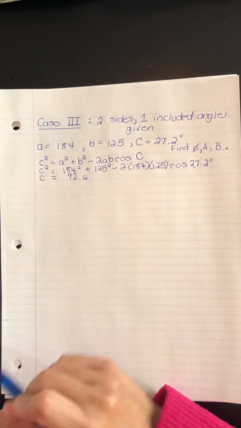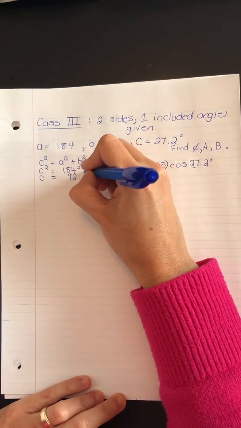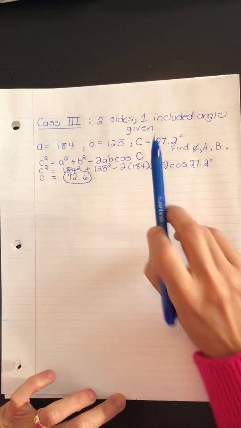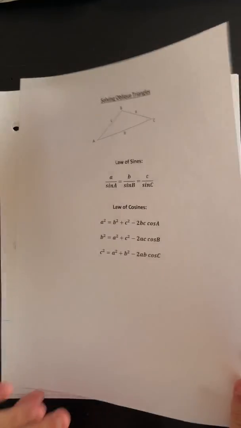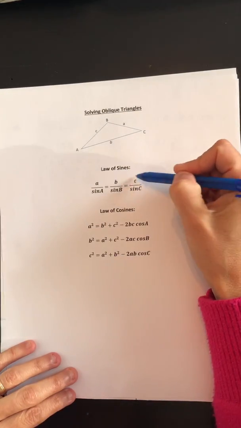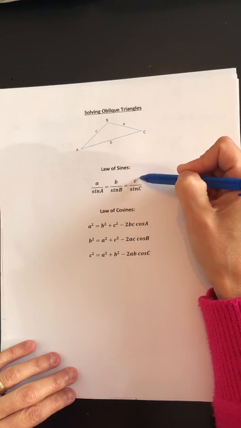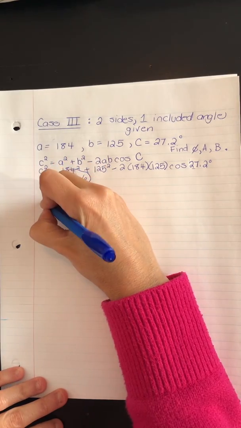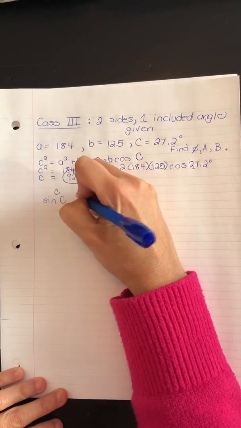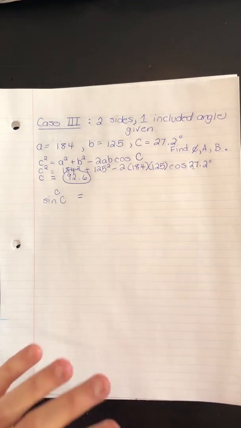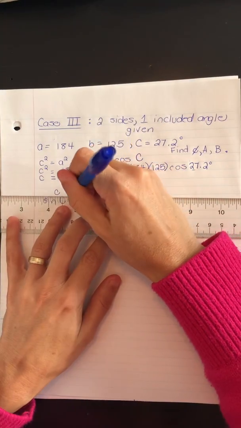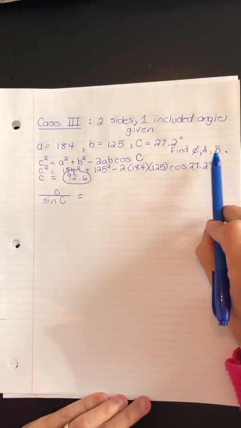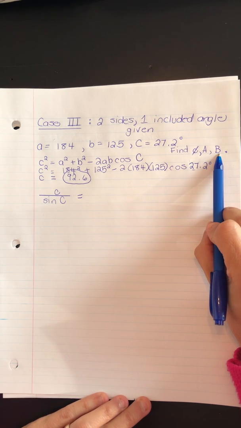Okay, the key now is that we have side length C and also angle C. So now we can use the sine law. We have this full ratio specified. So I can write side C over the sine of angle C equals, now here it is important to know which angle I must find first.